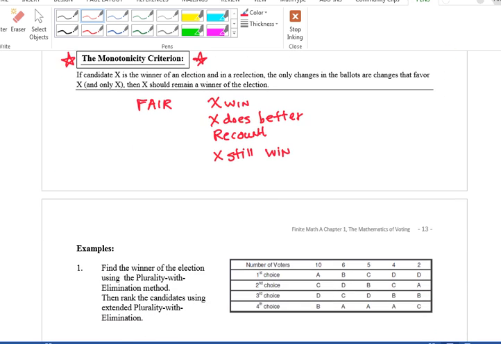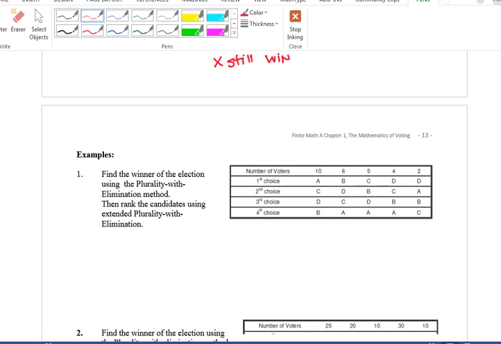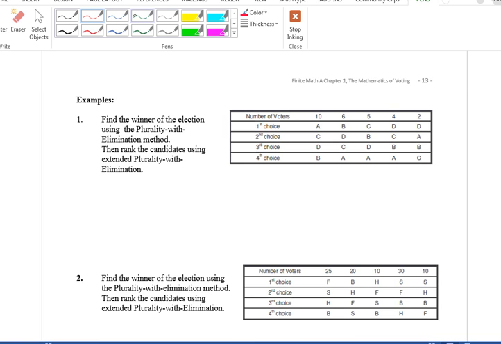Let's do a couple of examples here. Find the winner of the election using plurality with elimination, and then rank the candidates using extended plurality with elimination. All right, so I'm going to start off and I'm going to see what a majority is. 10 plus 6 plus 5 plus 4 plus 2. This gives me a total of 27.